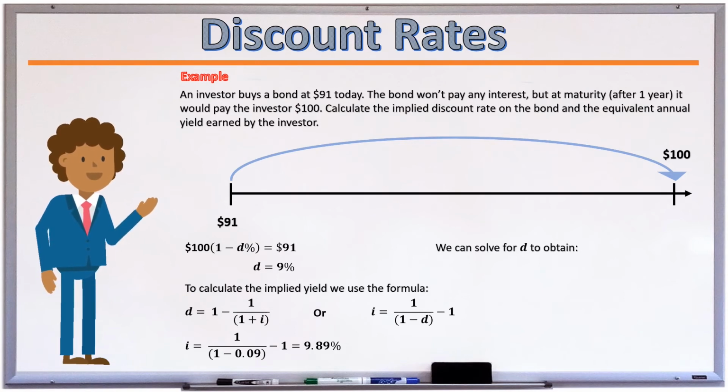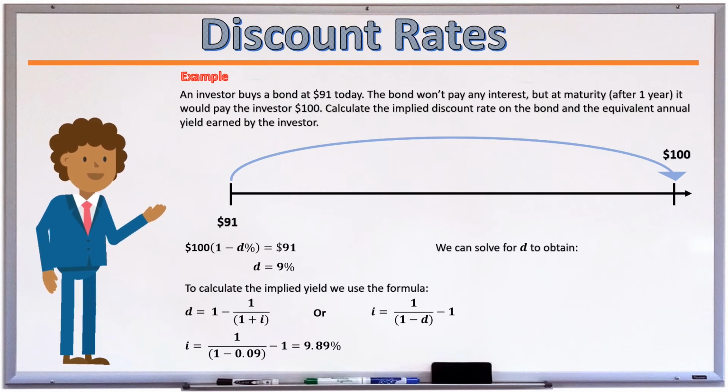So we see that the discount rate and the interest rate are related. If we apply a discount at the beginning of a period of 9%, we would need to accumulate that new discounted amount by 9.89% in order to just arrive at the targeted amount at the end of that period.